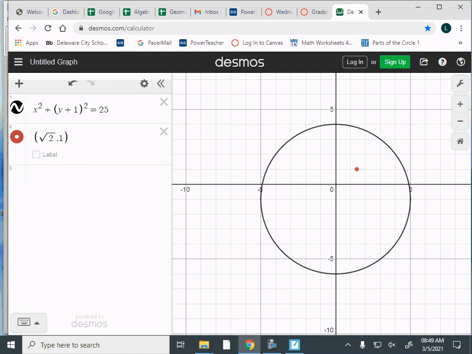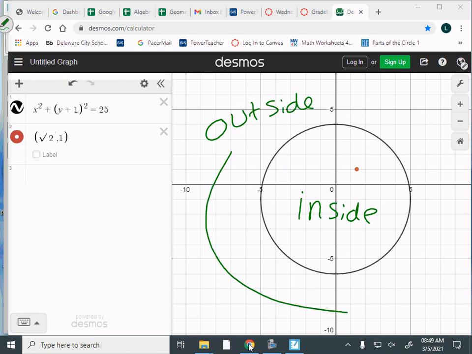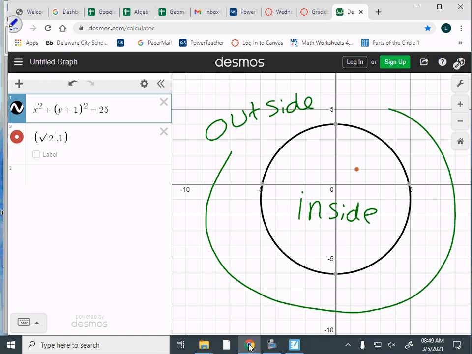Inside. Yep. Anywhere in this area is inside. Anywhere in this vicinity is outside, right? So anywhere in this area is outside. Anywhere in between the edges is on the inside, and on the circle would be like these gray points. That's on the circle. That's on the circle. If it's on the edge, on the line of the circle, it's on the circle. Okay? So this one would be inside.